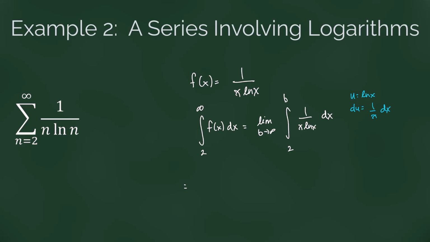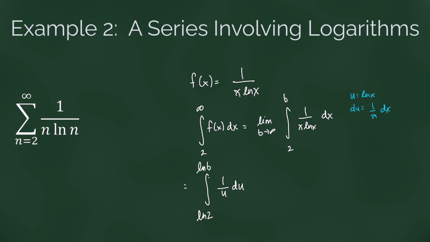Rewriting our integral, we get the integral of 1 over u du. And our bounds change from 2 to b. When x is 2, we know that u is going to be the natural log of 2, and when x is b, u is going to be the natural log of b.